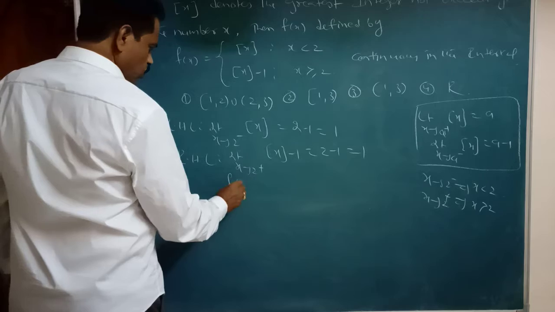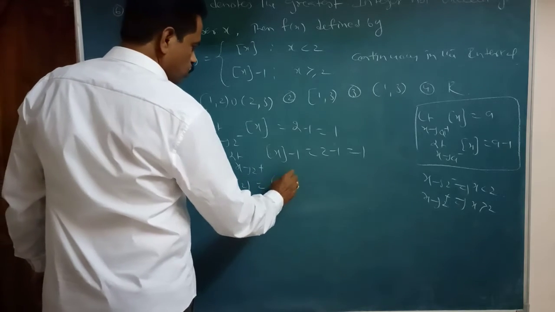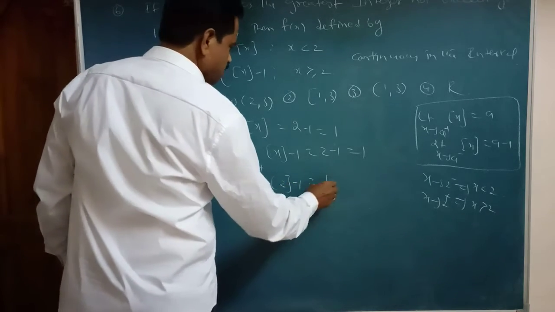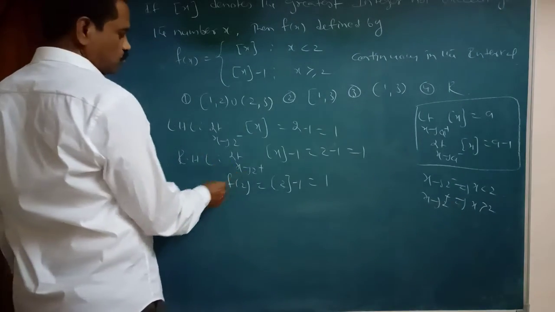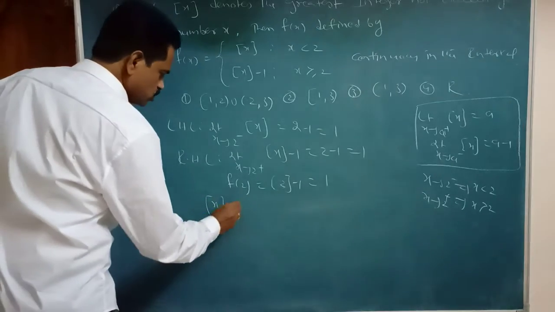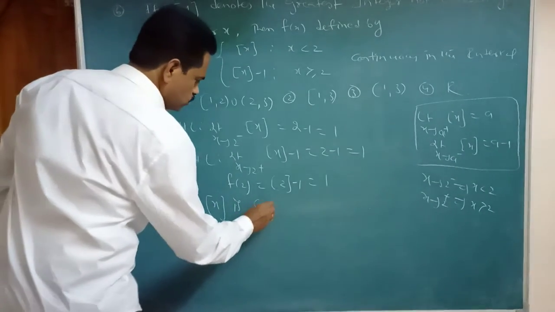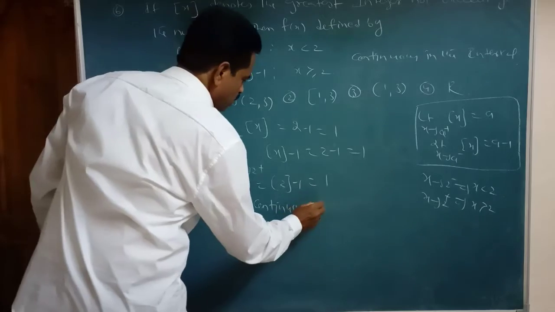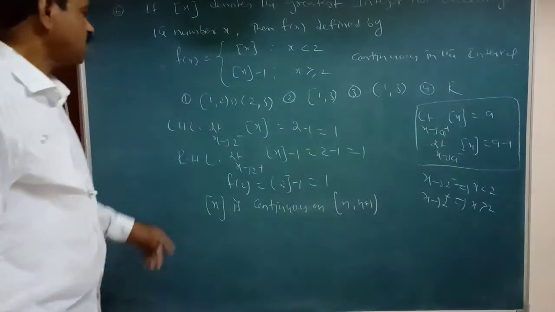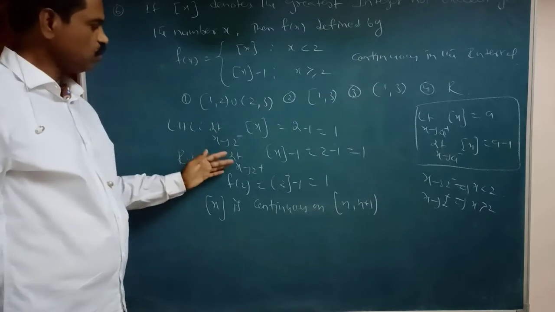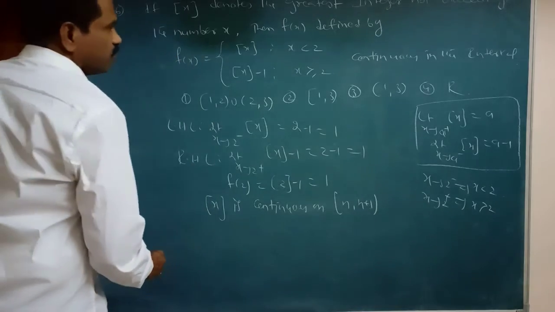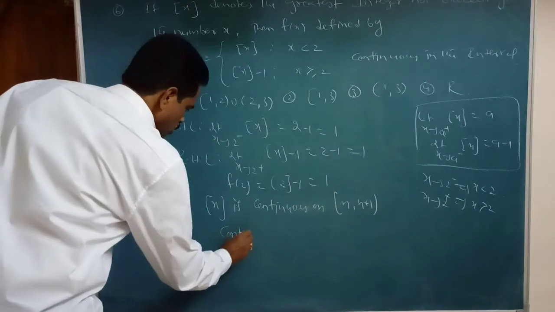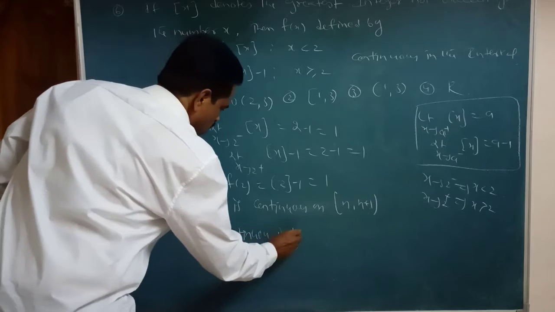And f of 2 is also 2 minus 1, it is 1. So it is continuous. It is continuous at what here? 2. We know that step x is continuous. Step x is continuous on the interval n comma n plus 1. Here 2 minus means below 1, 2 plus means just greater value. So it is continuous in the interval.